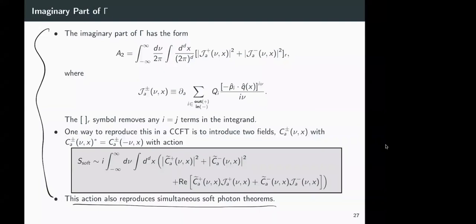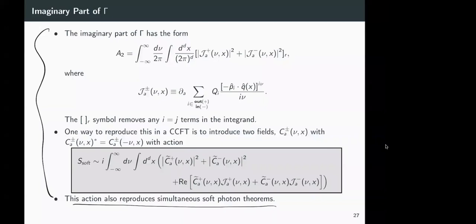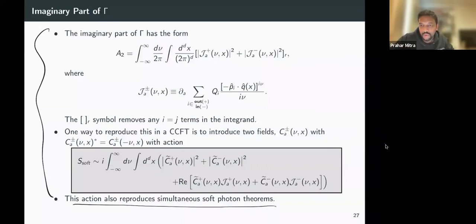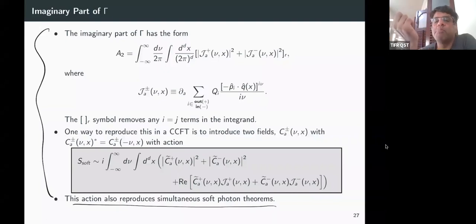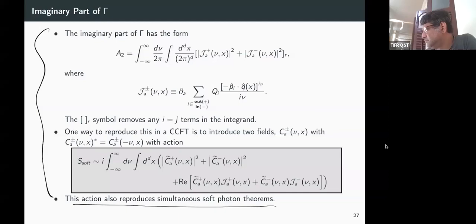So what I was asking is whether this S soft corresponds to the imaginary part of gamma, A2, or the full action. Just A2. If you want to reproduce the full thing, you have to include the soft action that I discussed in the main part of this talk, plus all of this extra piece. Together, what I discussed then plus this will reproduce all of gamma, the real part and the imaginary. So that's some calculation that you still have to check, right?